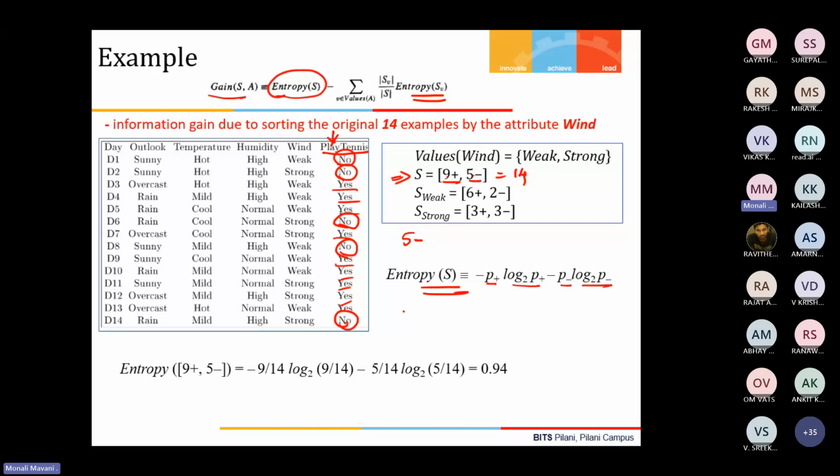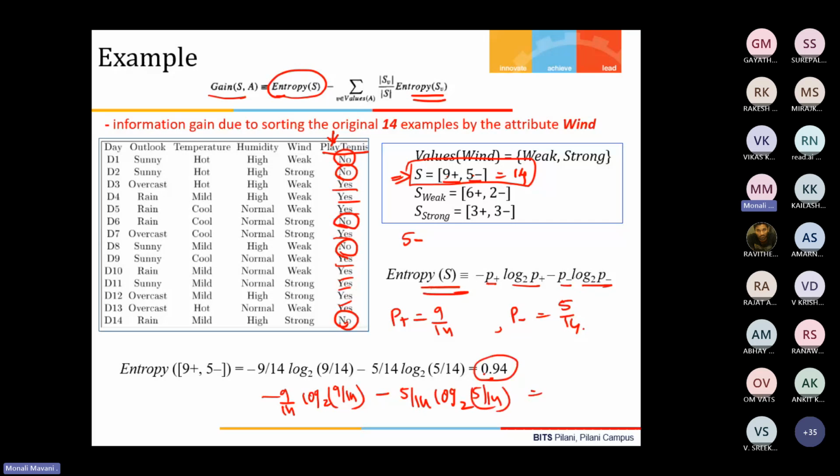So I'll show you. For the positive class, can you tell me what the probability is, just by looking at these numbers? Positive class 9 by 14. And for the negative class, it is 5 by 14. Then simply arrange it: minus 9 by 14 times log to the base 2 of 9 by 14, minus 5 by 14 times log to the base 2 of 5 by 14. Calculate this. We get the entropy of our parent as 0.94.